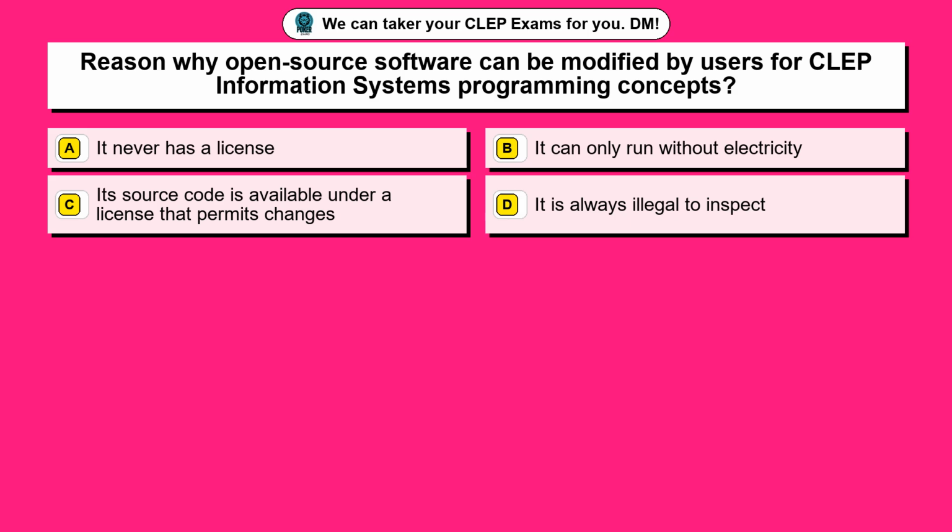Question 93. Reason why open-source software can be modified by users for CLEP Information Systems programming concepts. Option A, it never has a license. Option B, it can only run without electricity.